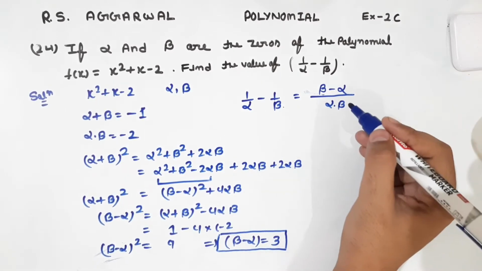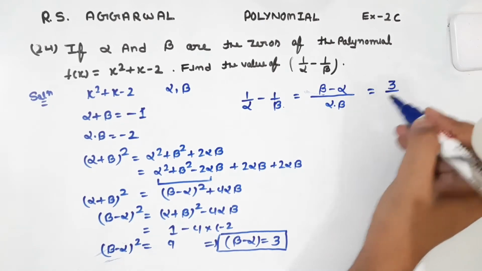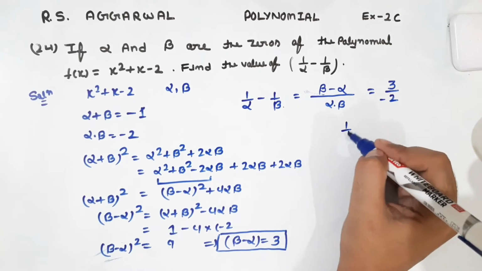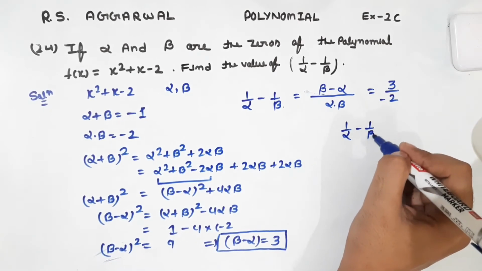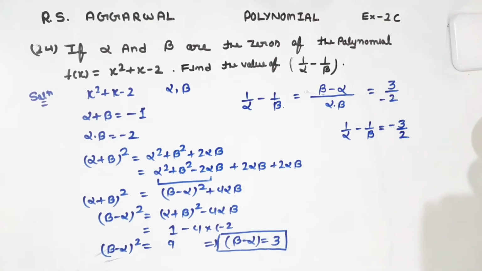Now putting the value here, beta minus alpha is 3 and alpha into beta is minus 2. So the value of 1 upon alpha minus 1 upon beta will be equal to minus 3 upon 2.